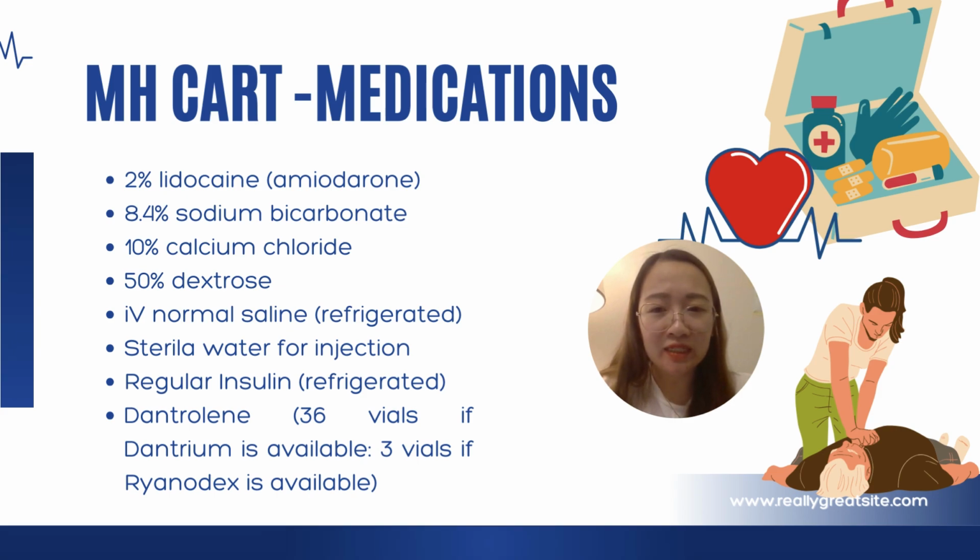So what is the difference between Ryanodex and dantrium? So they are the same. It's only the stock that is available. Since the stock on hand for dantrium is actually lower compared with Ryanodex, but they are the same. So anybody in the class who can explain to me why there is a need to give insulin and 50% dextrose? Is the patient having hyperglycemia? That's why we need to give insulin. Does anybody have any idea?